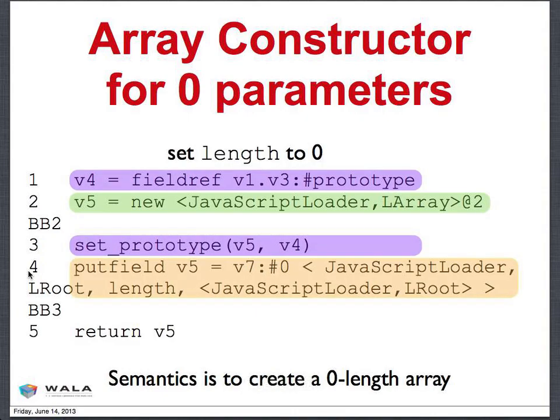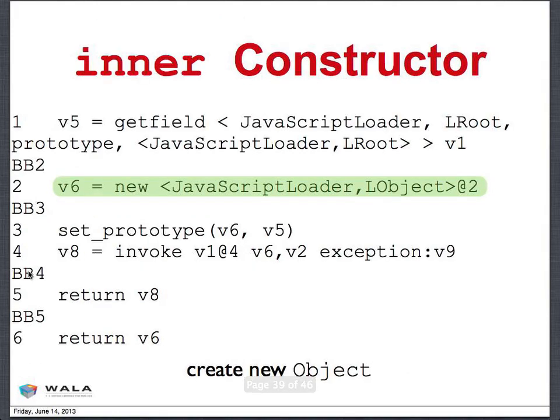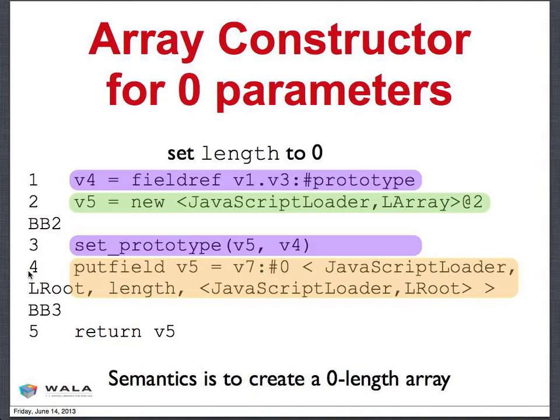We then set the length to 0, and this is a case where we actually know the name of the field we're writing. So it looks like a static field reference. We're assigning 0 to the length. And then we return the object at the end.